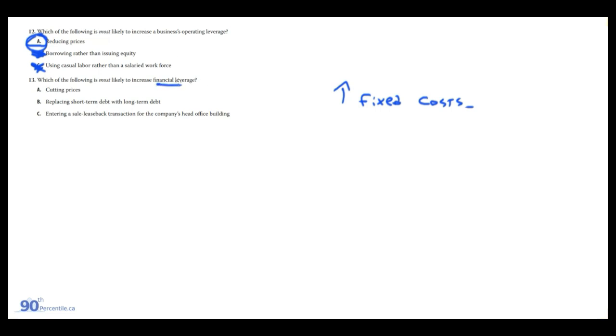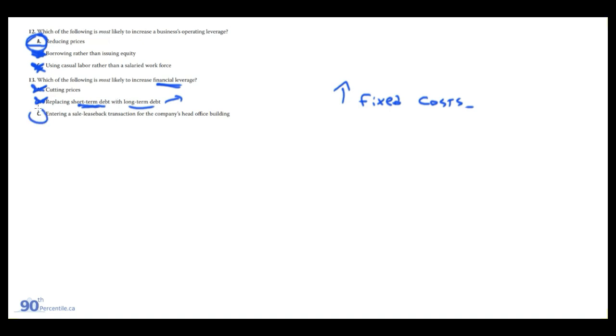And then finally, which of the following is most likely to increase financial leverage? So here we're worried about how much debt we have. A, cutting prices. Nope. B, replacing short-term debt with long-term debt. No, because debt is still debt. If they were replacing their short-term debt with long-term debt and anticipating having more debt for the foreseeable future, then it would increase financial leverage. But here we're just trading short-term for long-term with no information related to the magnitude of the debt.